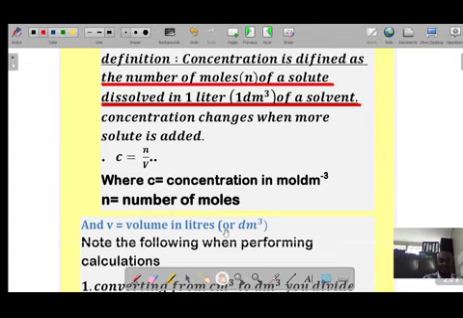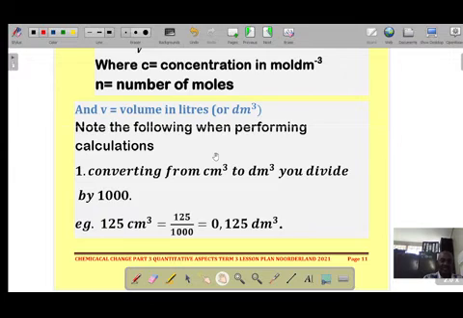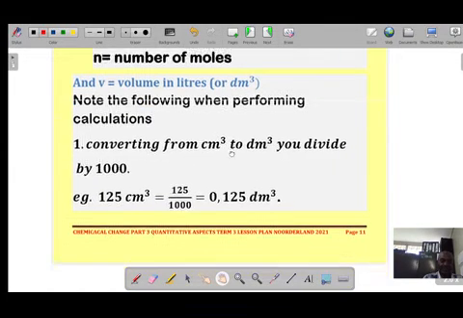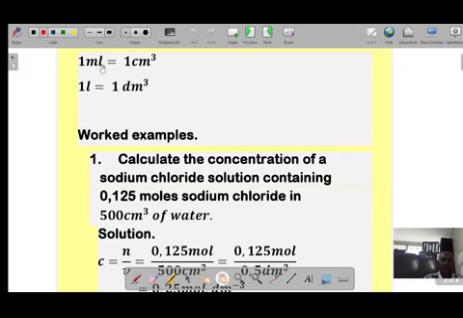Now, we have got something to note in our calculations here. If they give us a question and the volume is in centimeters cubed, we must convert it to decimeters cubed. What do you do? You divide by 1,000. For example, 125 cubic centimeters is the same as 125 divided by 1,000, giving us 0.125 decimeters cubed. Also, 1 milliliter is the same as 1 cubic centimeter, and 1 liter is the same as 1 decimeter cubed. Please don't forget those in your calculations.